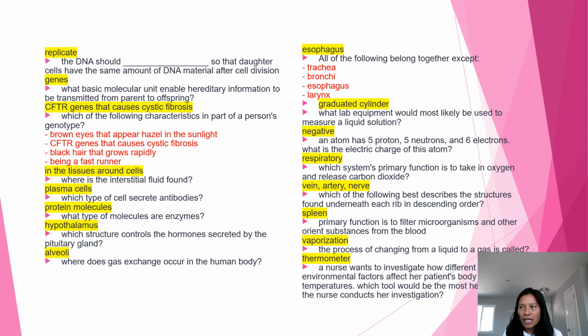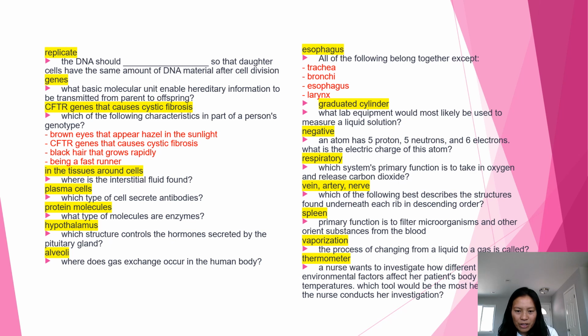Which of the following best describes the structures found underneath each rib in descending order? So we have the vein, artery, and nerve, because nerve is the bigger one. Oh, vein, artery, and nerve. Sorry. Okay, next, the primary function to filter microorganisms and other foreign substances from the blood is the job of the spleen. The process of changing from a liquid to gas is called vaporization.